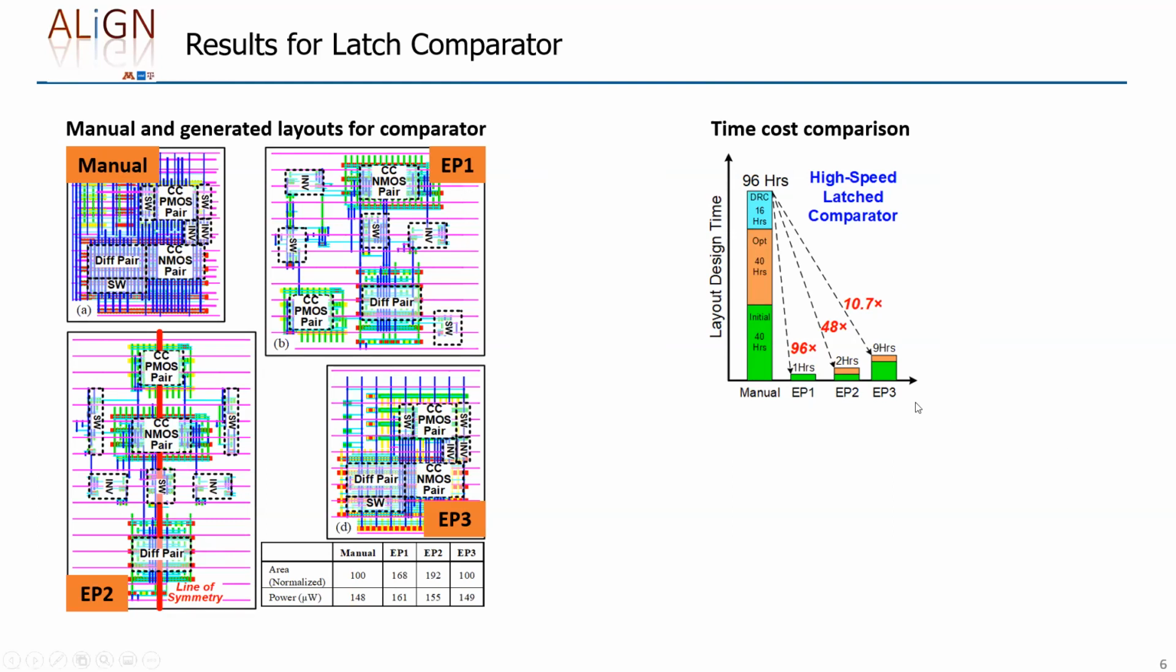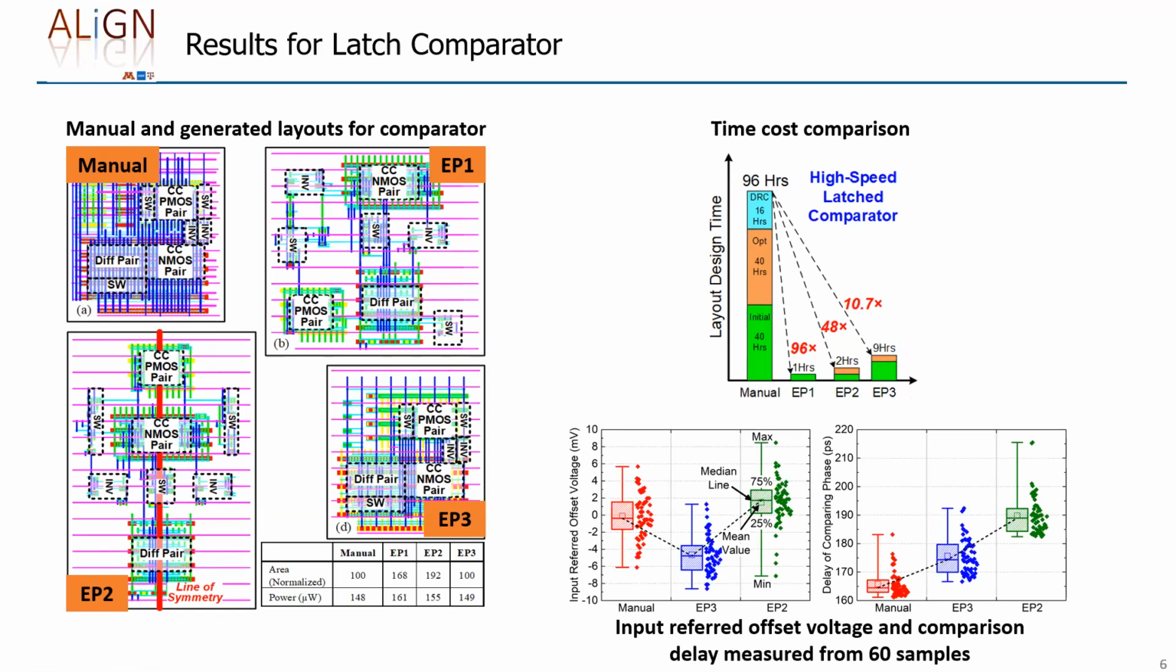In entry point 3, where we codify the placement in Python, that takes a little bit longer, but still within a day it's able to turn around the layout and then do very fast iterations on it. On the bottom right, we see performance measured from 60 silicon samples. The left figure is showing the input referred offset voltage, and the right figure is showing the comparison delay. So there are, again, pros and cons.